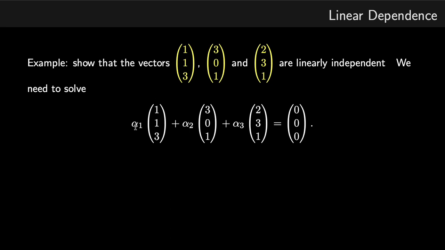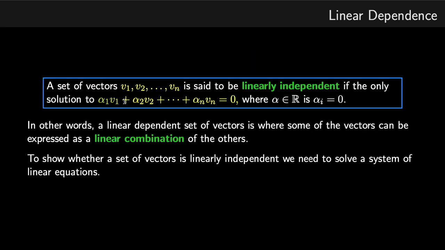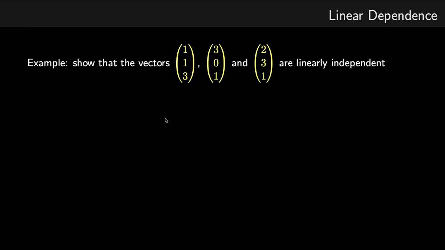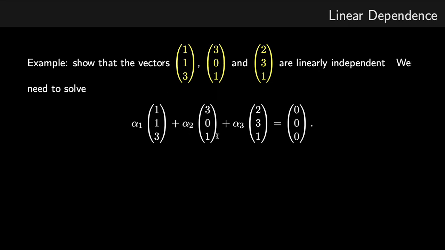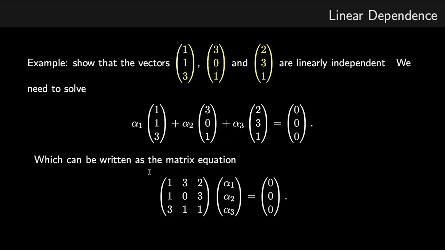Now we need to solve, if I just go back to this, this is the key equation here: alpha 1 times one of the vectors plus alpha 2 times another, etc. So we need to solve this equation for alpha 1, alpha 2 and alpha 3. And we can write this as a matrix equation. If you notice, this is the coefficient matrix. The columns of the coefficient matrix are each of our vectors. Okay, so we need to solve this equation.